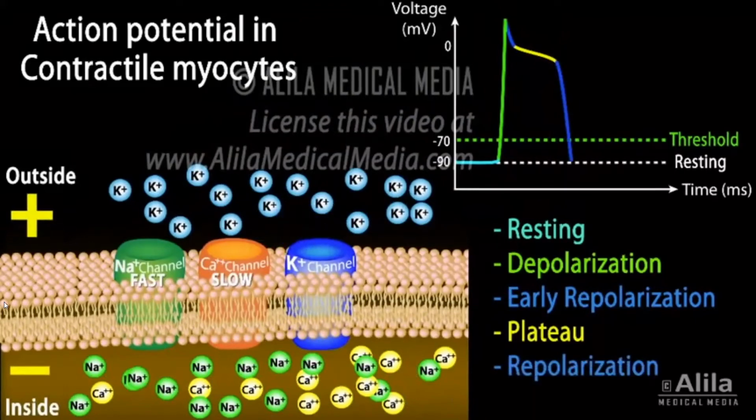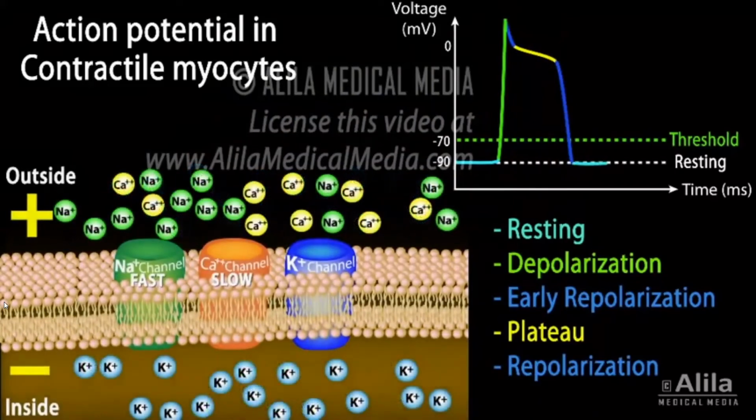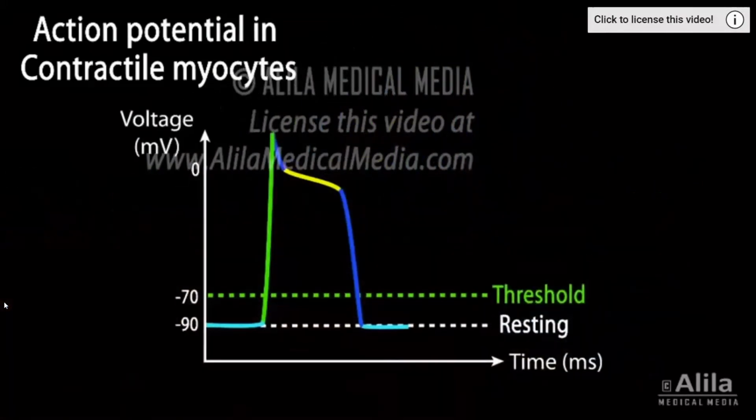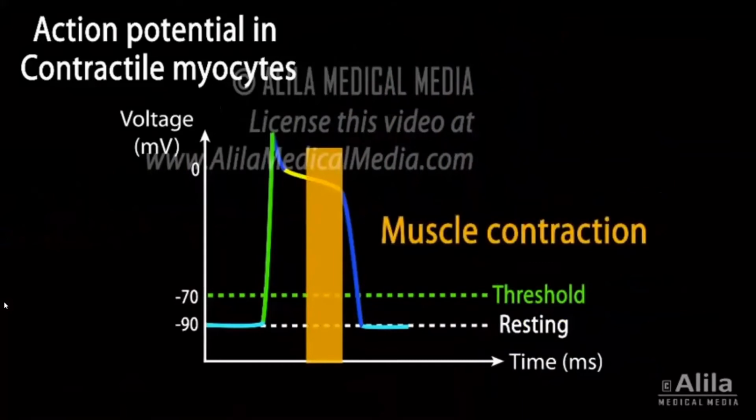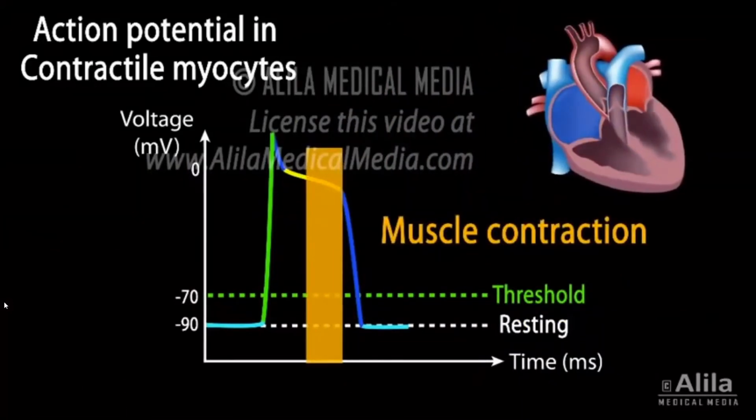Calcium is actively transported out of the cell and also back to the SR. The sodium-potassium pump then restores the ionic balance across the membrane. Because of the plateau phase, cardiac muscle stays contracted longer than skeletal muscle. This is necessary for expulsion of blood from the heart chambers.